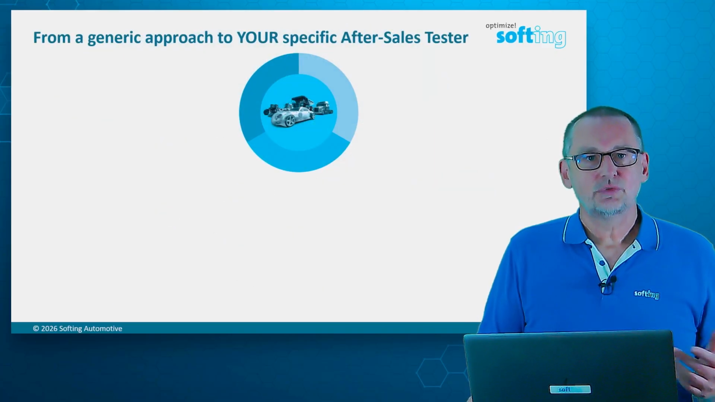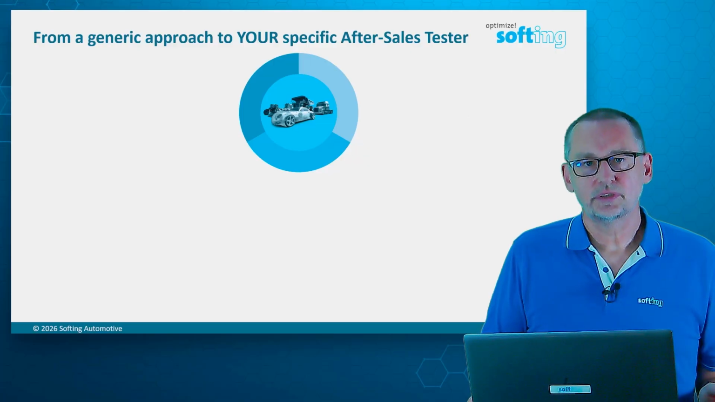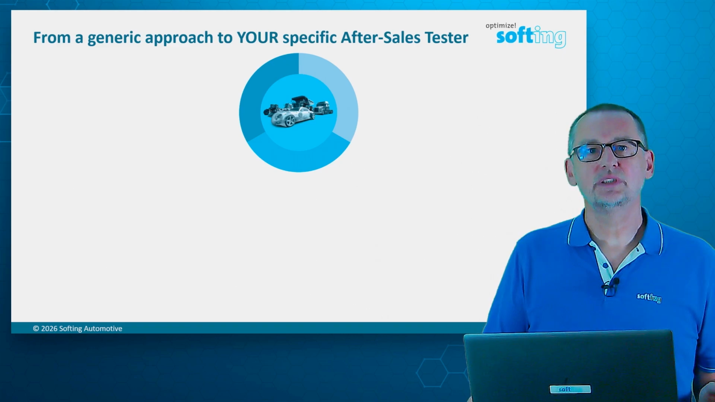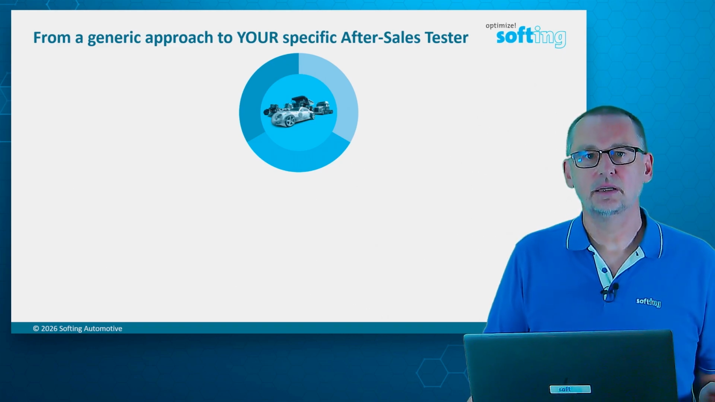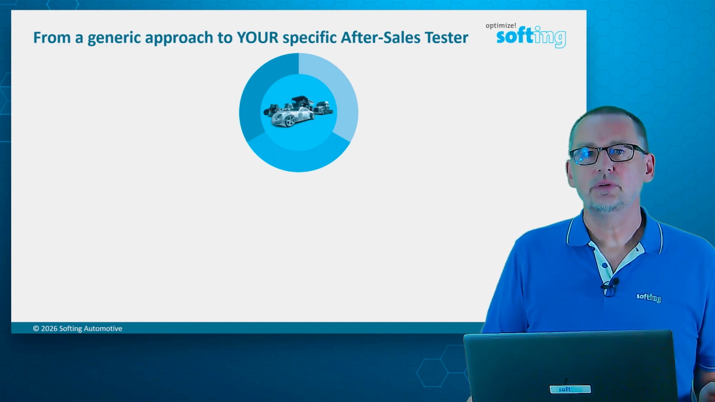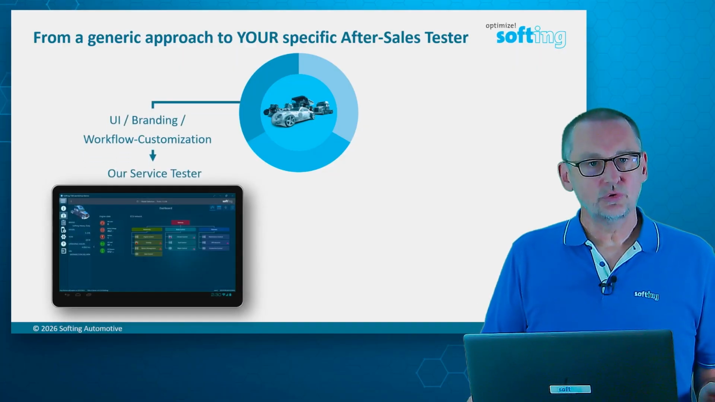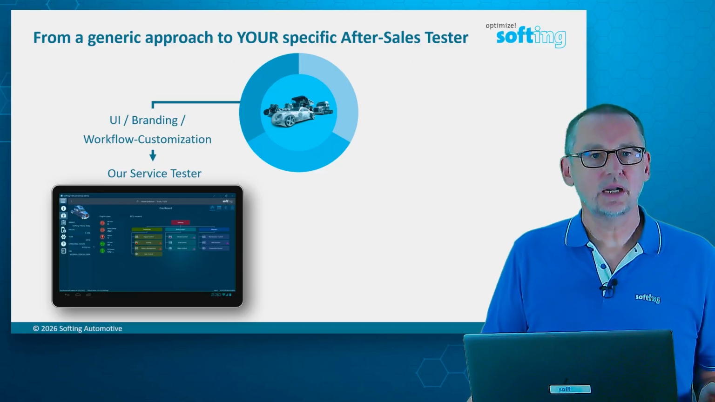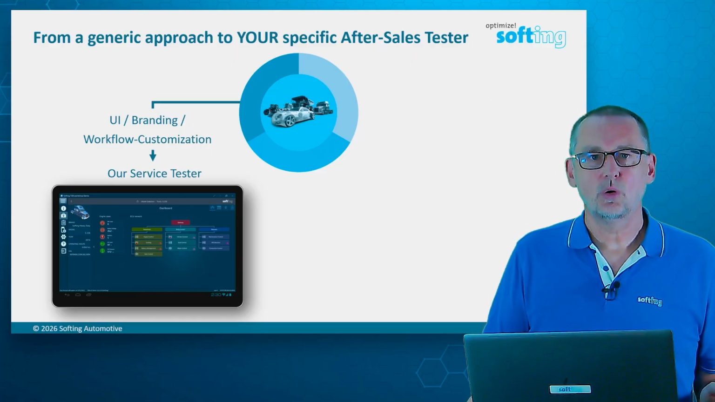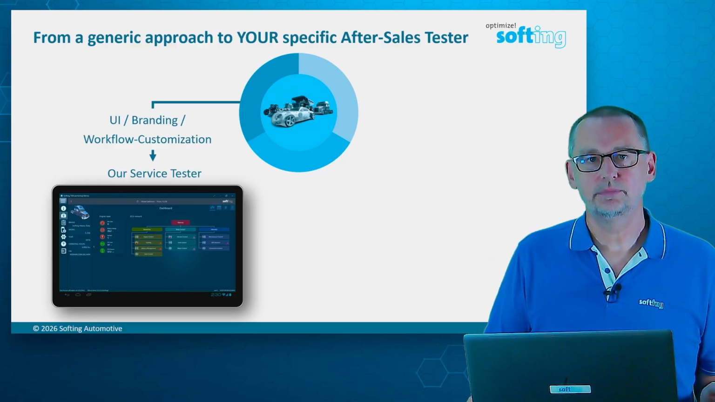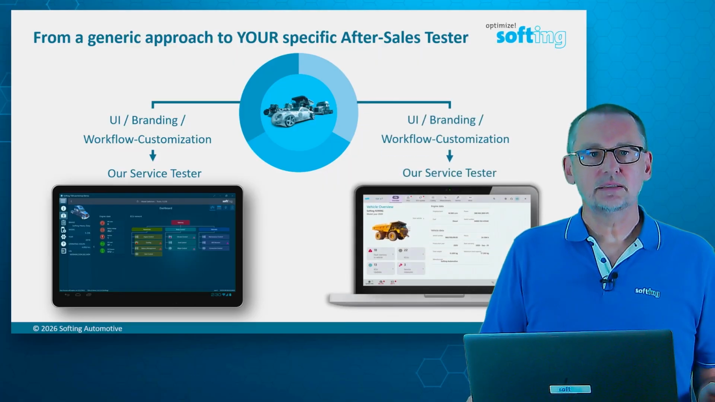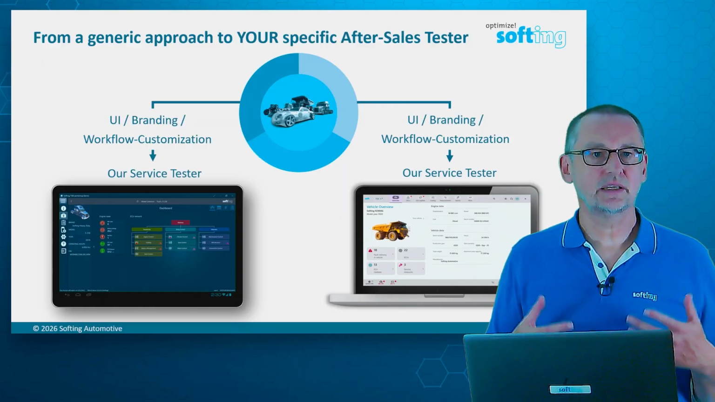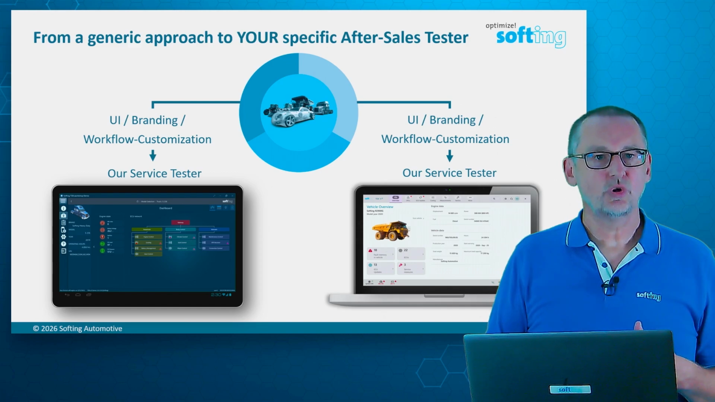So how do we turn these requirements into a practical solution? The key is to transform a generic diagnostic approach into a specific after-sales tester. The underlying technology remains the same, but the user interface, branding, and diagnostic content can be customized for the manufacturer, organization and vehicle platform. This means that the same technical platform can be used to create a tester that looks and feels like your dedicated proprietary product.